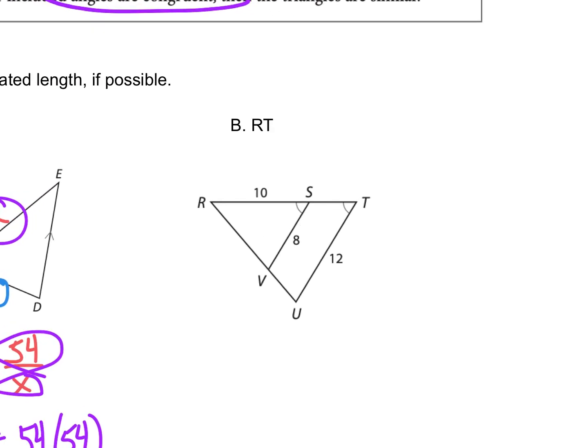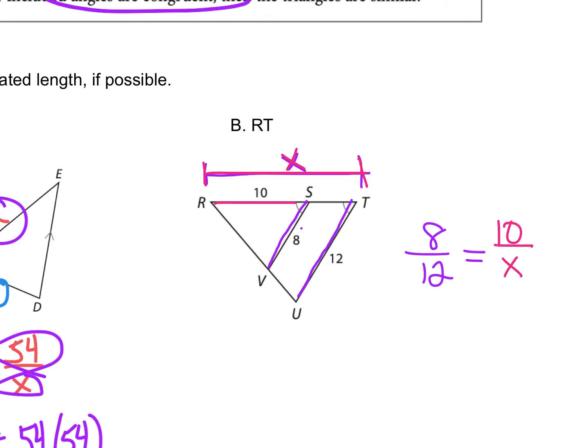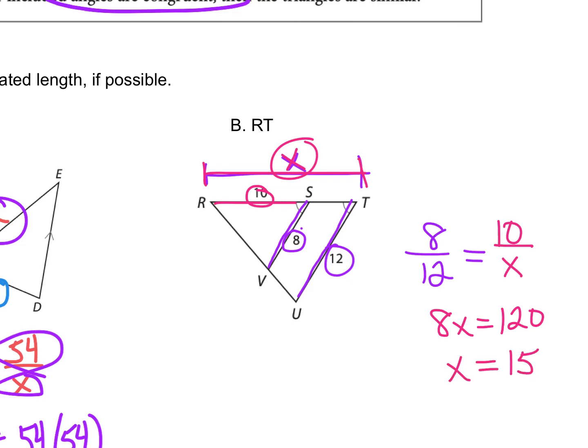Okay, so here we have this small side of the triangle to the big side, and it wants RT. So it wants from here to here. So I have small to big. Small is to big as, and I just say as for the equal sign, small is to big. Do you see that pattern? Small is to big as small is to big. Cross multiply, and then divide. X equals 15.